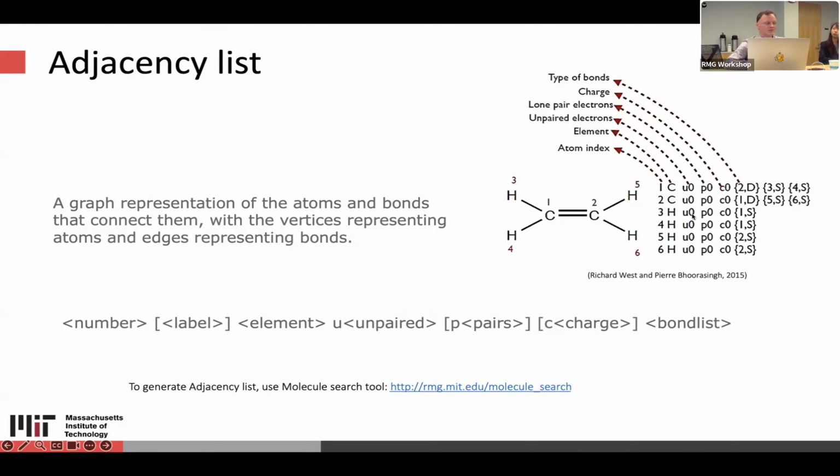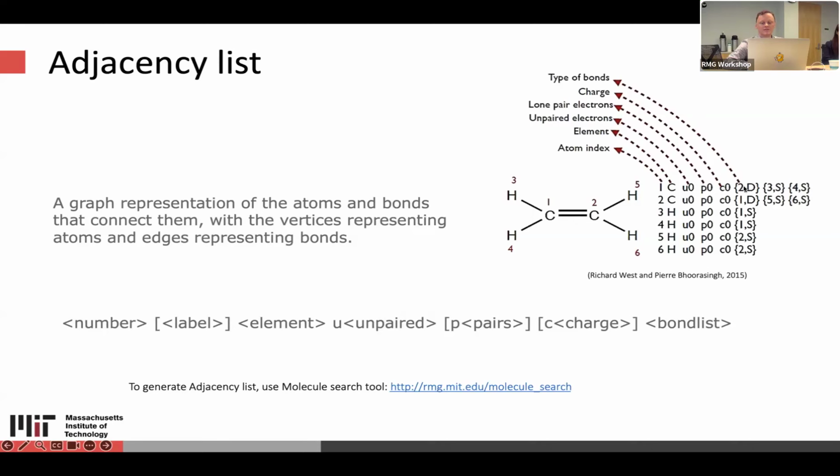We then have 3 extra columns of atom properties. We have the number of unpaired electrons. This would represent radical sites. Then the number of pairs of electrons, for example oxygen could have lone pairs, and some of the other species could have more. C is for charge. Sometimes we have charge separation where you've got an atom with a positive charge and somewhere else in the molecule an atom with a negative charge. And then we have the list of the bonds.